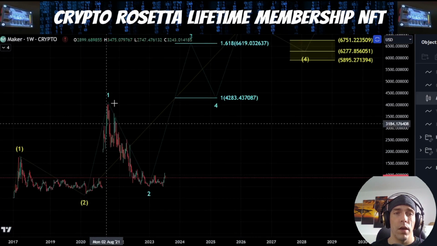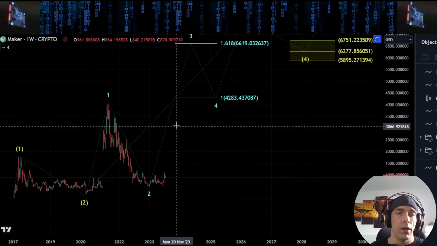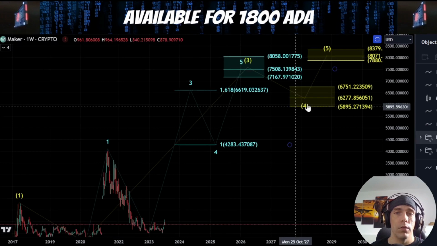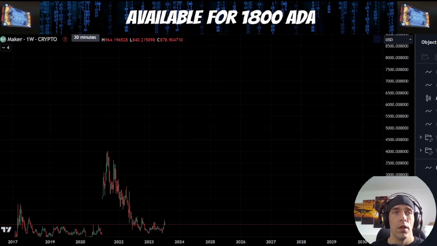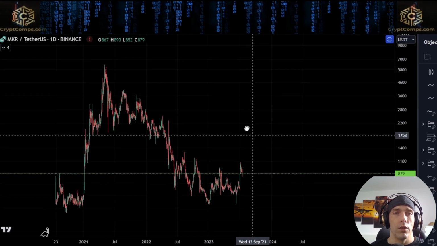Obviously, because we don't have all the structure here, it is difficult to give an exact count on this, but this would be my next best interpretation if we're looking for 5-wave structure to the upside here. Okay, so now we're going to go into the other chart here.